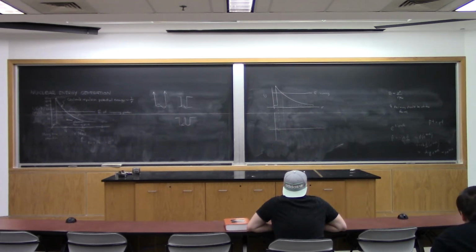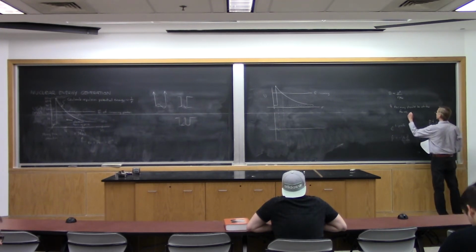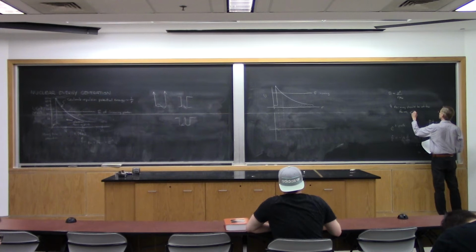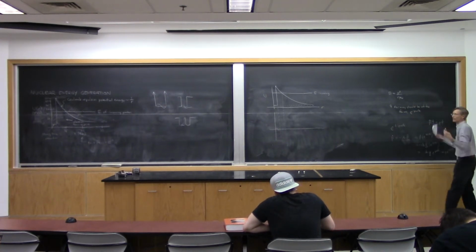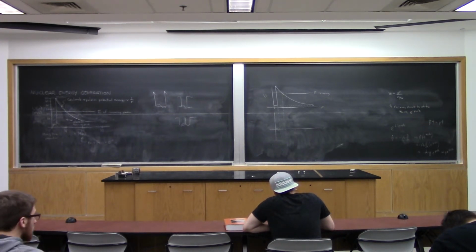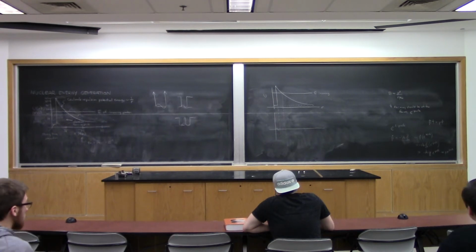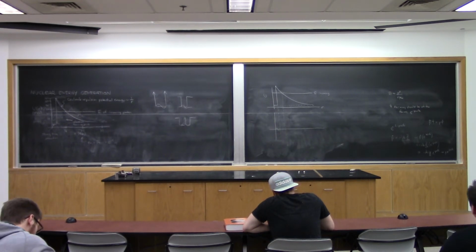I said e to the plus or minus ipx because it could go left or right. So you could have p or minus p if you like. Or I could just say e to the ipx over h bar and p could be positive or negative. Take your pick. So far away, psi should be of the form e to the ipx over h bar, which can have some amplitude attached to it. It's not normalizable, but I don't want to worry about all that.